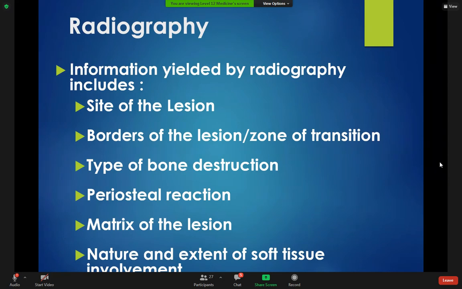This is most likely an aggressive tumor that's growing very fast, and the body or the bone cannot contain it and make sharp edges around it. What type of bone destruction? Periosteal reaction, matrix of the lesion, nature and extent of soft tissue involvement. We will go into details about all these conditions.